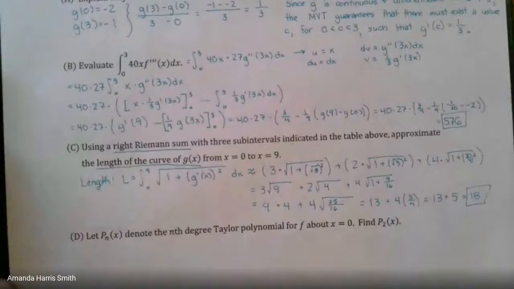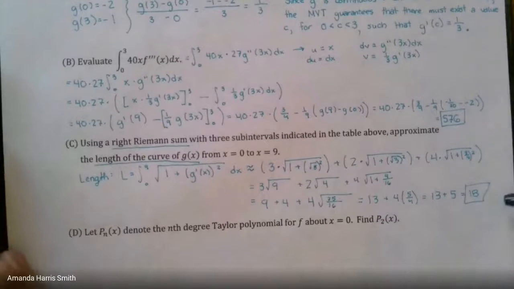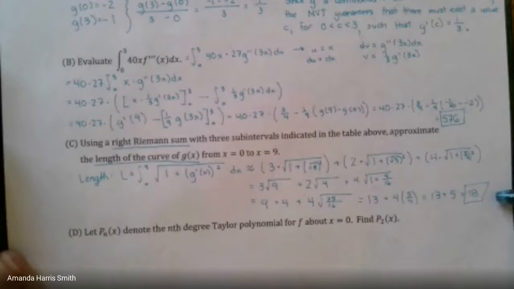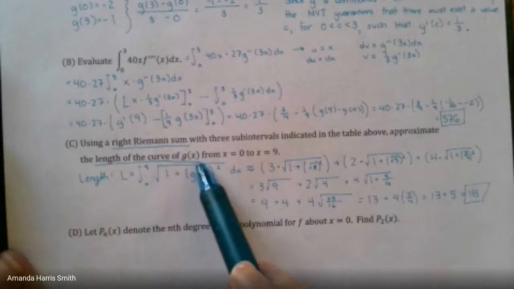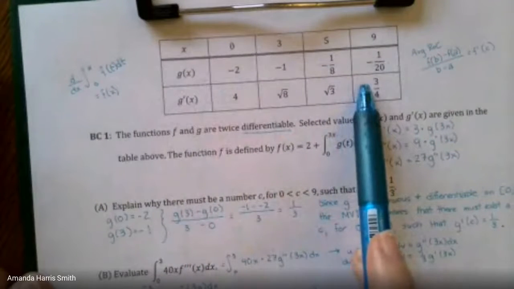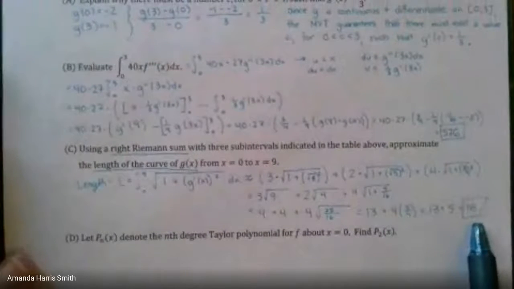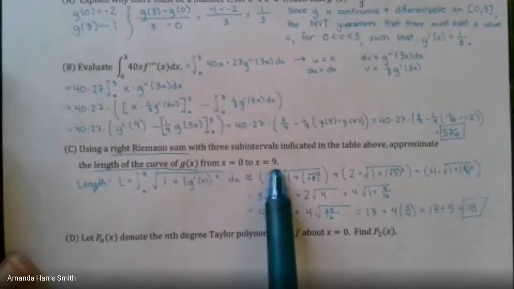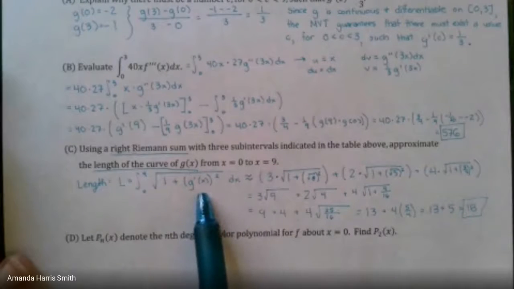And eventually, against all odds, we got an integer answer. It's 18. So that 18 is an approximation for the length of the curve of g of x, which we know very little about, right? But we were able to approximate the length of the curve from 0 to 9 based off of what we know about its derivative, which is kind of cool, right?